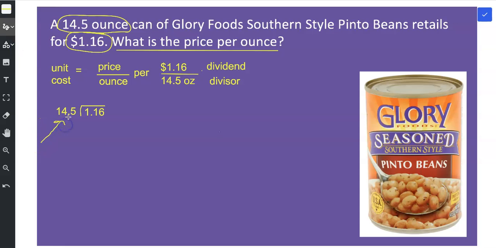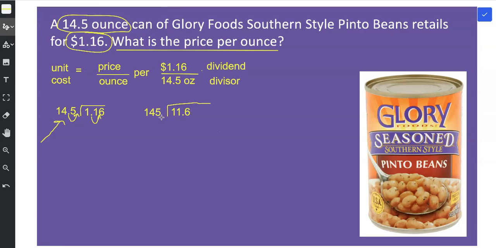So now I need to look at the number on the outside. If the number on the outside contains a decimal, then I need to move that decimal to the far right. There is a decimal in the number on the outside, so I'm going to move that decimal one place to the right. If I move that decimal one place to the right, I need to move this decimal one place to the right, so it ends up between the 1 and the 6. So on the outside, I end up with 145. And then on the inside, I end up with 11.6. And I'm going to redraw my division symbol.